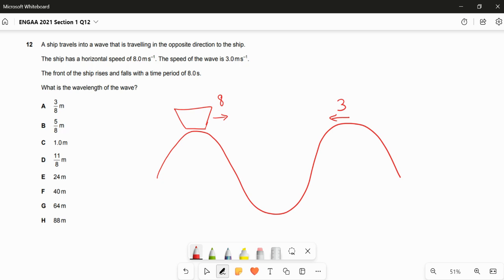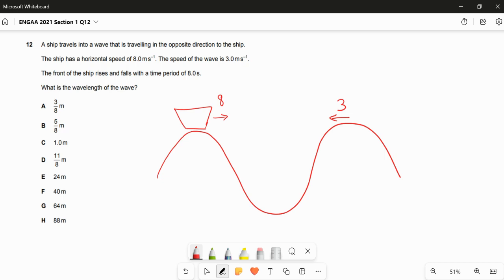So if the ship was just stationary, for example, it would oscillate with the same frequency as the wave, but because it's moving into the wave, it will be oscillating or feeling the peaks and troughs more frequently.